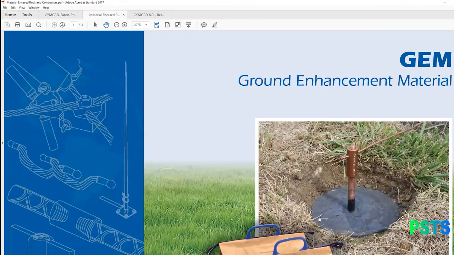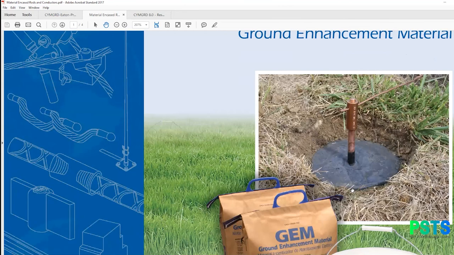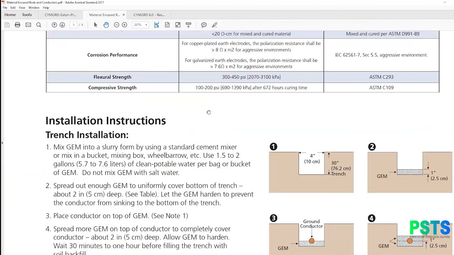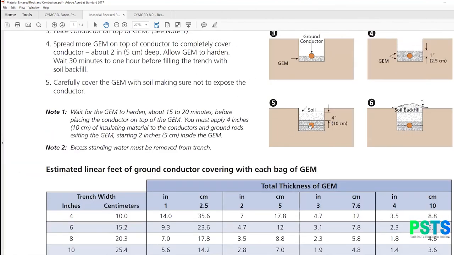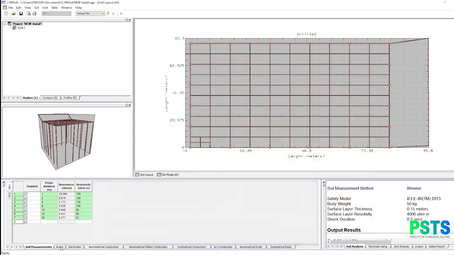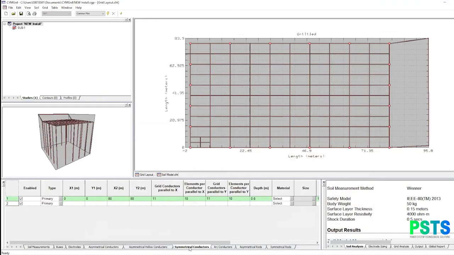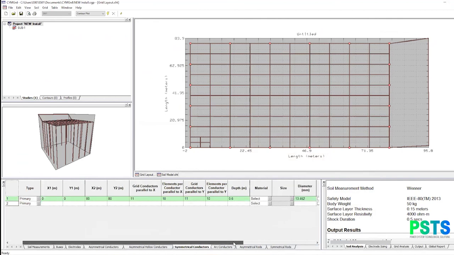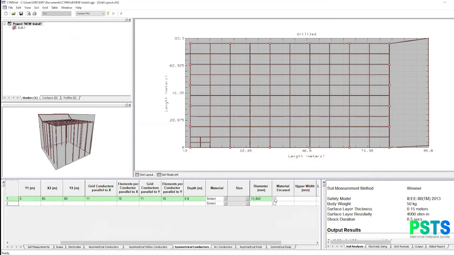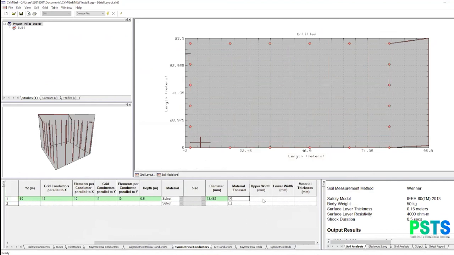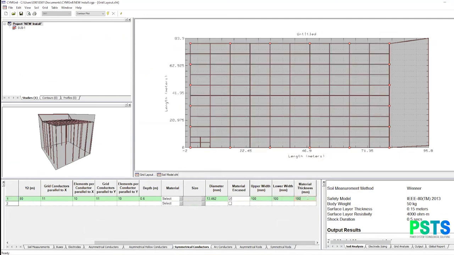You need some enhancement material around this grid. This is the rod, so we can have a circular type of material around it, or you can have it for the horizontal conductors also. So CYMGRD handles both. So how do we specify those? Let's go for the asymmetrical conductors or the symmetrical conductor. Let's start with the whole thing. All you have to do is say, okay, it's material encased, yes. Now you have to define more information. Let's say it's 10 centimeters by 10 centimeters by 10 centimeters.